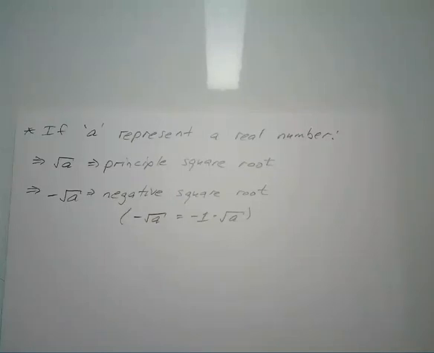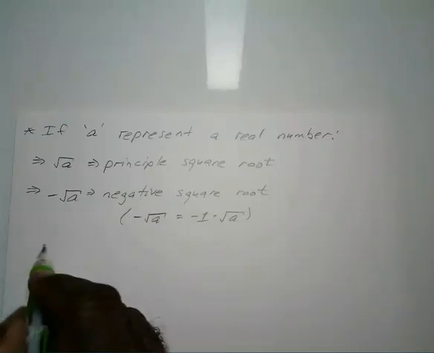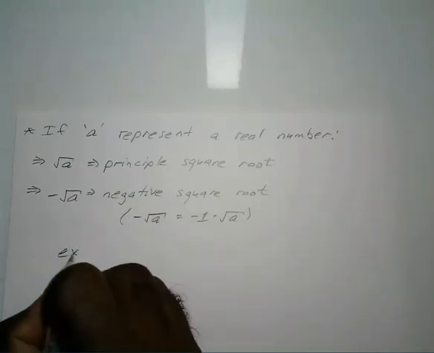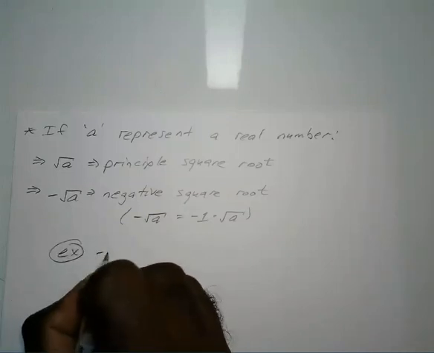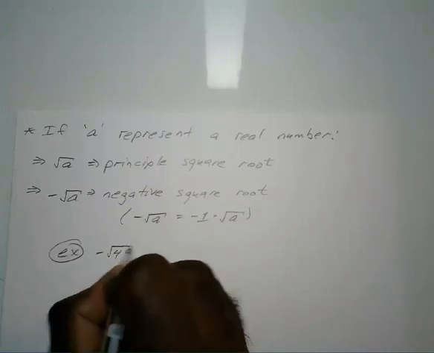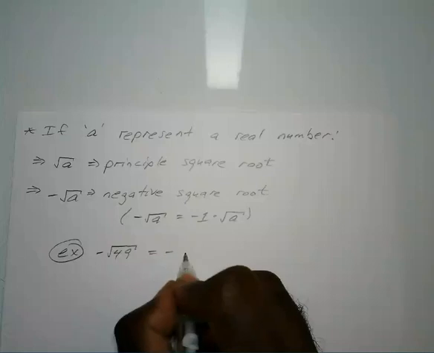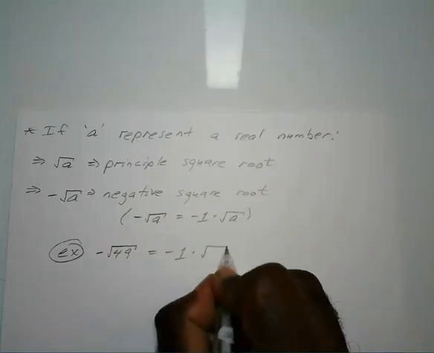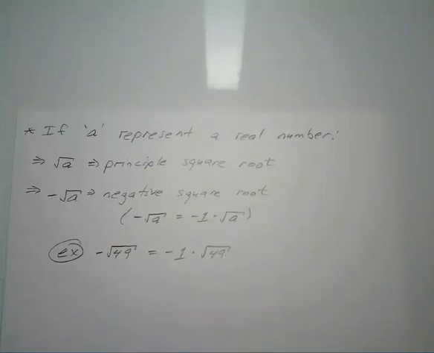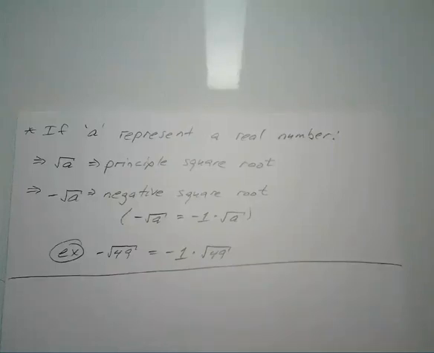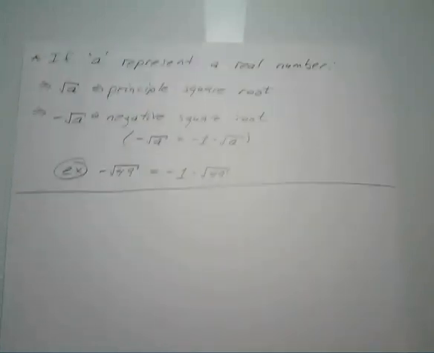Alright, so for example, if we had negative square root of 49, that would just be the same as saying negative 1 times the square root of 49. Right?